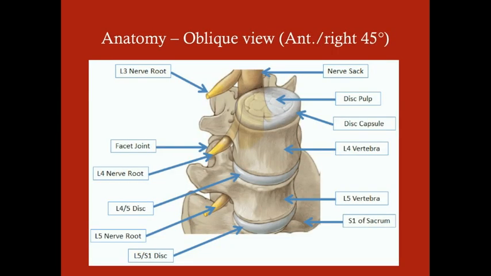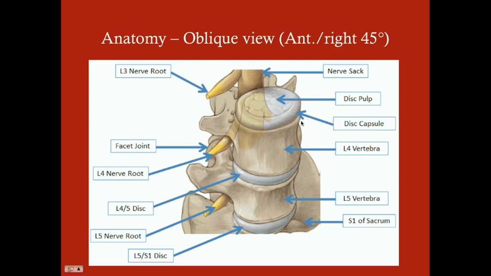So this is looking at the vertebrae from an oblique view. So we're looking at it from an anterior and right view at about a 45-degree angle. And what I want to point out is that facet joint. So here you have an inferior articular facet. This one would probably be a continuation from L3, which you can't see here. Oh no, this would be from L4. And then you have the superior articular facet of L5. And that forms a facet joint.